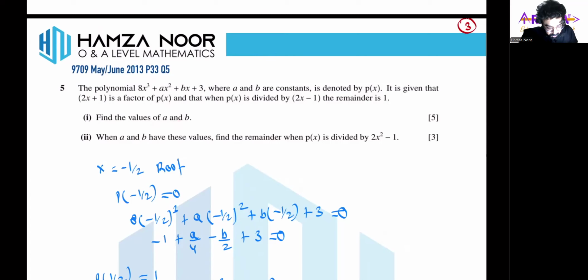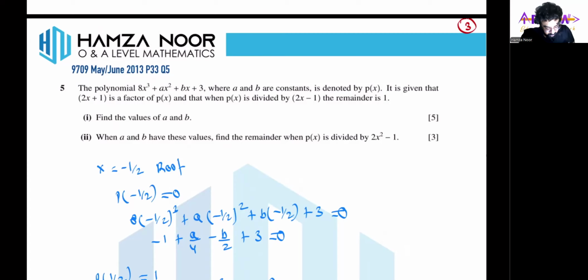Okay, so first of all, we are going to have a condition that 2x plus 1 is a factor of p(x). This essentially means that when 2x plus 1 is equal to 0, so x is equal to minus half, this is a root of the polynomial p(x). And this concept is basically the factor theorem. So when 2x plus 1 is a factor, x equals minus half is a root. This means that when the input of the polynomial is minus half, the output is equal to 0.